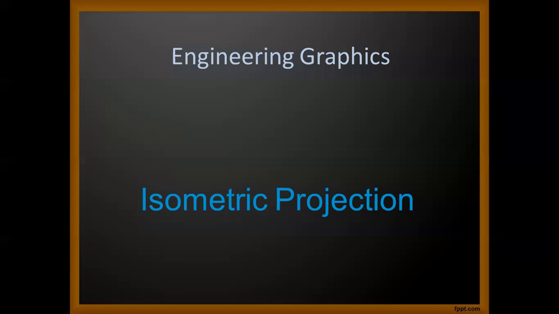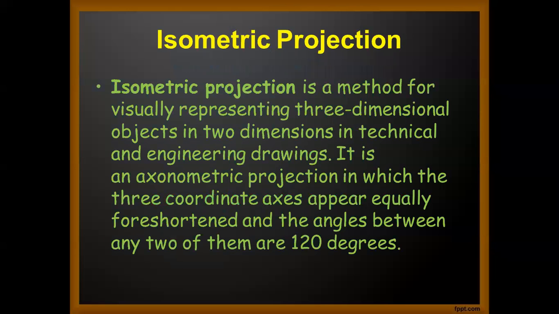Today we will start our next unit, isometric projections. So we will study basics of isometric projections. What is isometric projection? It is a method for visually representing three-dimensional objects in two dimensions in technical and engineering drawing. Okay.